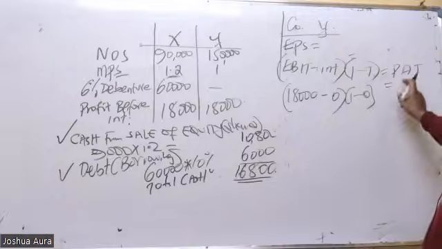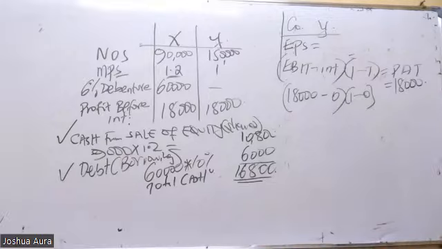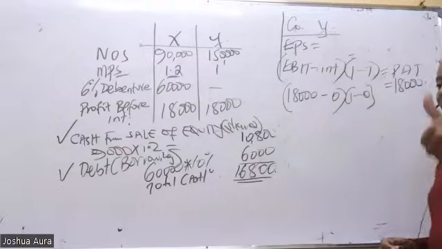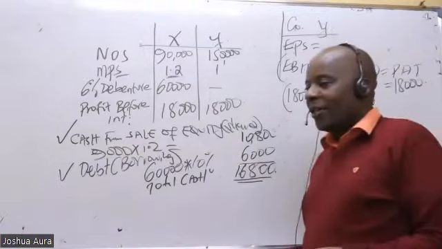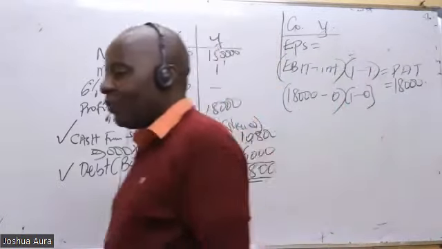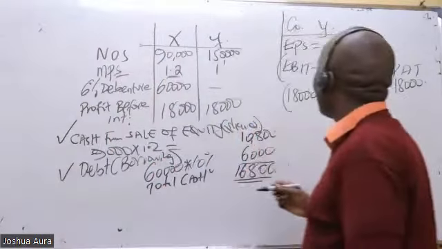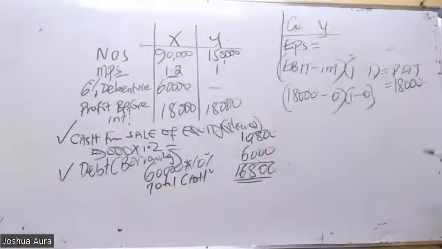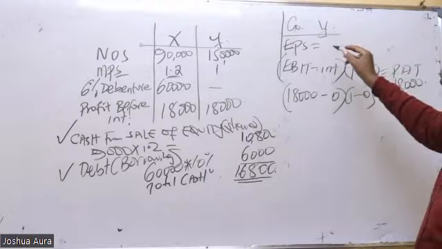So is there somebody who can give me this profit after tax? Can someone confirm that the profit after tax is 18,000? I can see Jackie Onchola. David, thank you very much. 18,000. Now, ladies and gentlemen, once I get this, I know how to calculate EPS.